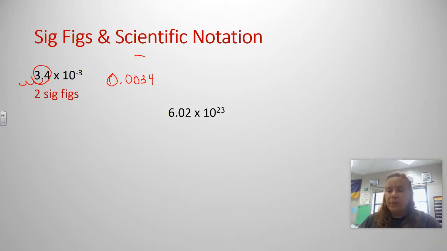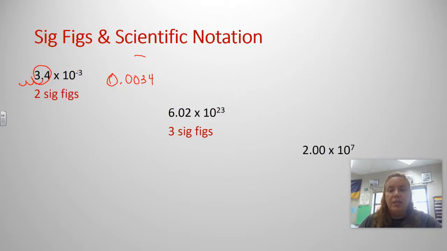When we have 6.02 times 10 to the 23rd, that number will sound familiar. Hopefully it does already. That's the number of particles in 1 mole of any substance, really. We have just the 6.02. So we have 3 sig figs because that 0 is sandwiched in there.